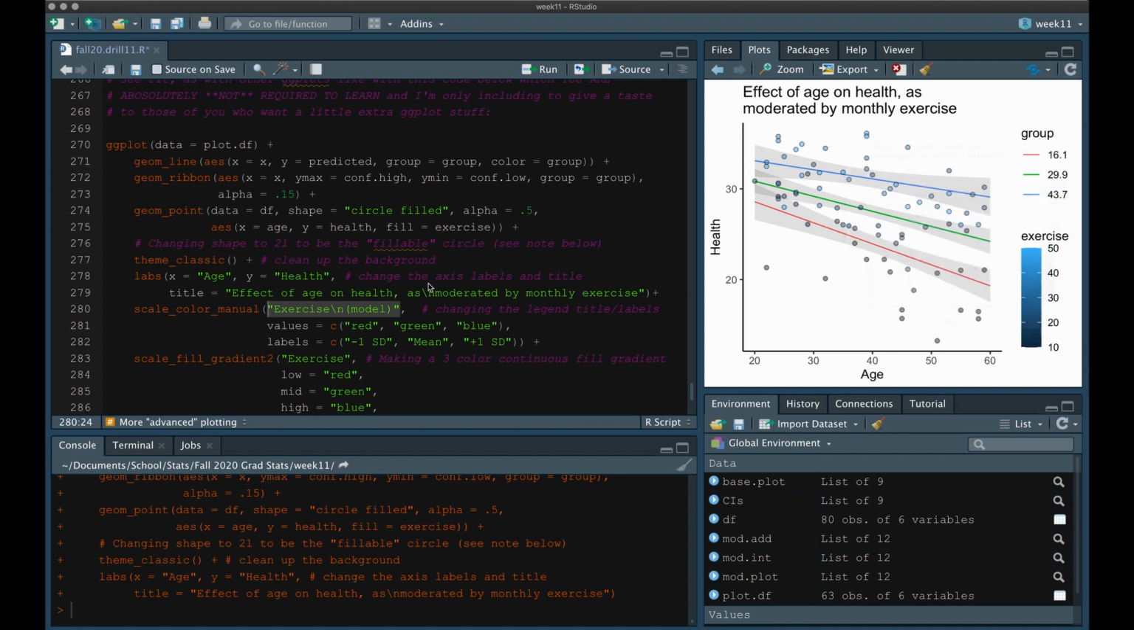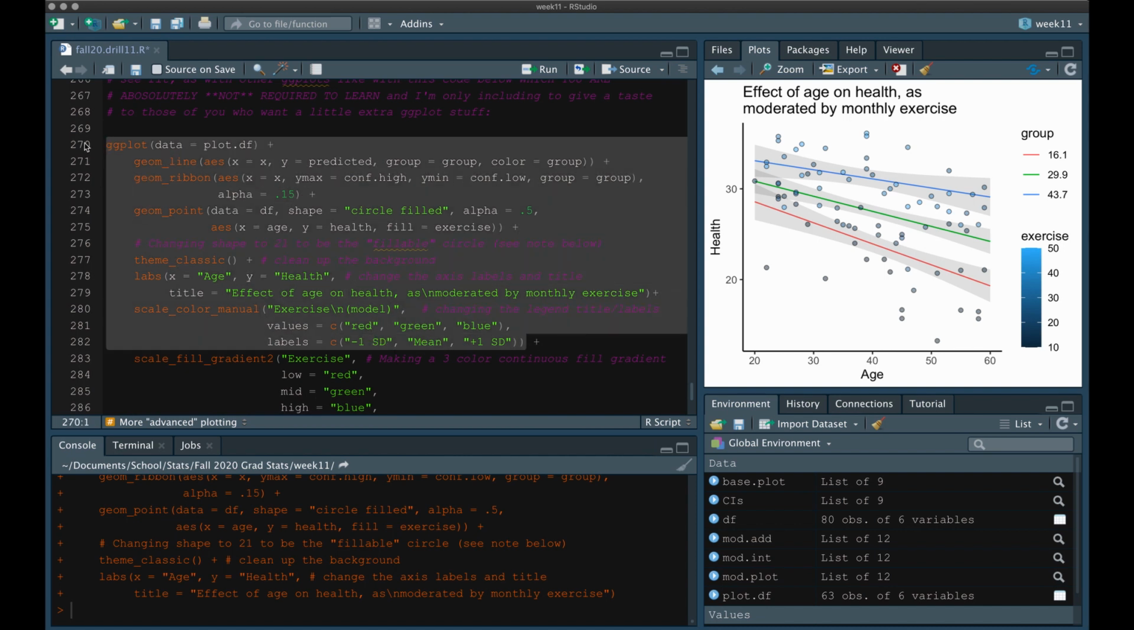So here, instead of exercise, I want it to be exercise with a capital E, and then beneath it I want it to say model in parentheses. So instead of group, I want this to say that it's the exercise model, because now it's a model for the mean, it's a model for -1 standard deviation, and one for +1 standard deviation. So in the first argument of scale color manual, I specify what I want my legend title to be, the values equals, and I tell it I want it to be red, green, and blue. And then the labels are -1 SD, mean, and +1 SD.